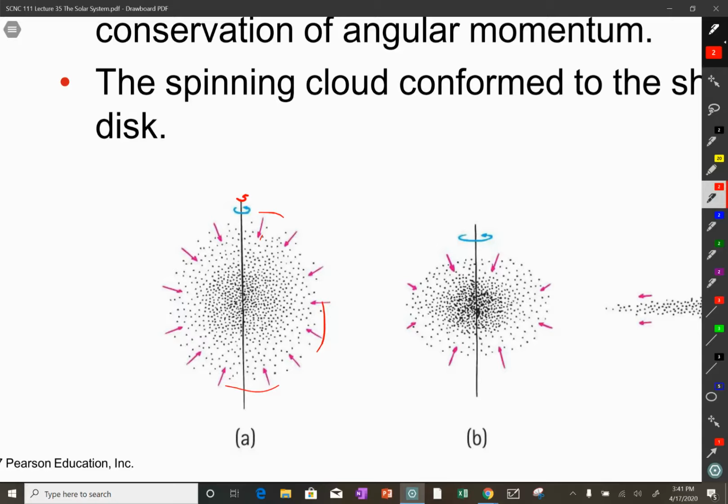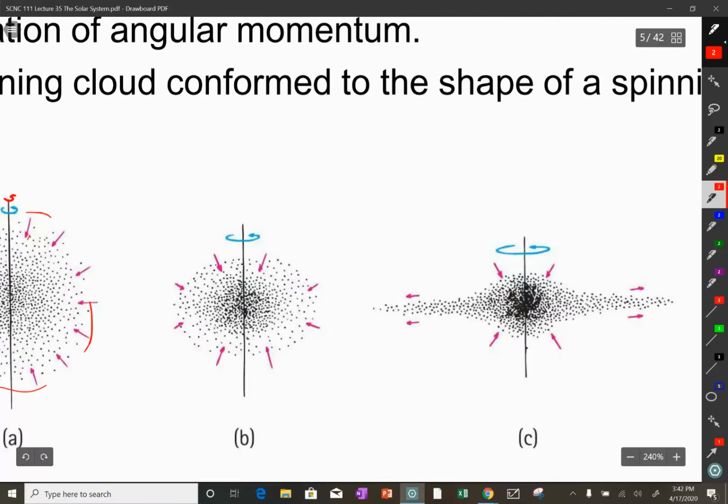I think in class we did examples of a person sitting on a chair with their arms out holding masses and then pulling them in, and they spin faster when they pull them in. Well, that's what we believe then must have happened with the solar system. So this small amount of rotation it started with became a much more pronounced rotation, so they have bigger circles.